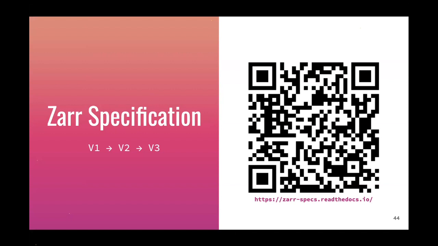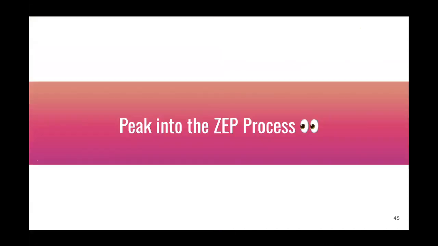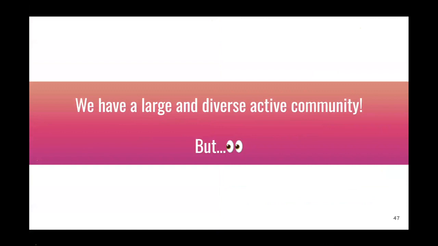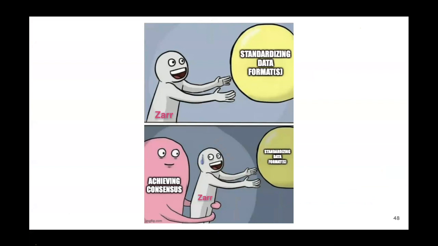So I think I have time, so I'm going to try to cover this as well. I'll briefly talk about the ZEP process. Dialing back to this slide, which says that Zarr is easy to use, and the professor looks a bit frightened. Due to its ease of use and being language agnostic, we have a large and diverse community, which is a good thing, but it also poses a challenge for us because sometimes it's difficult to achieve a consensus. There are domains like geospatial, microscopy, bioimaging, data engineering, and data science. All of these communities use Zarr, and if they want to include some change into the specification, it gets difficult to get everyone on the same page.